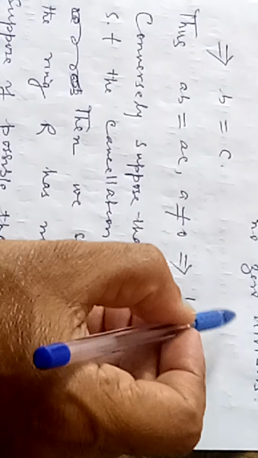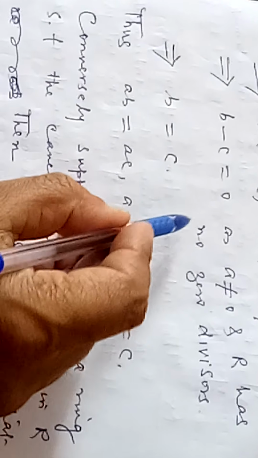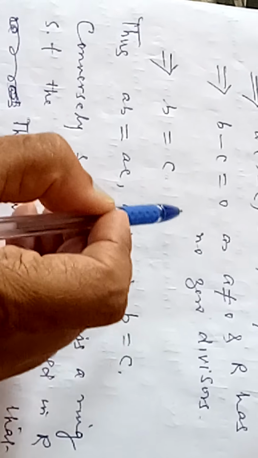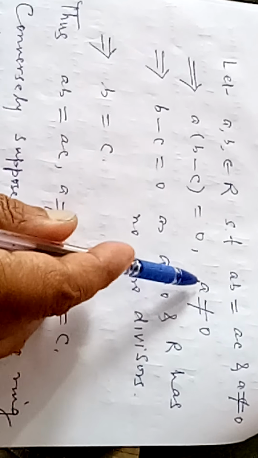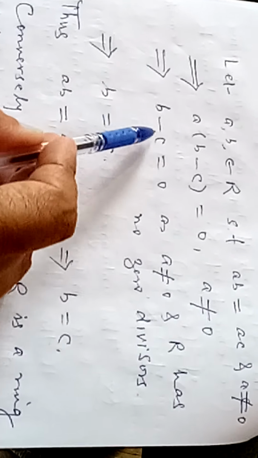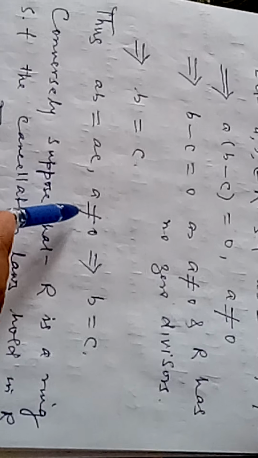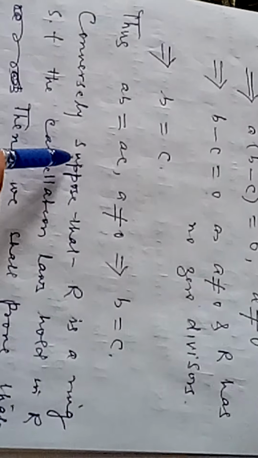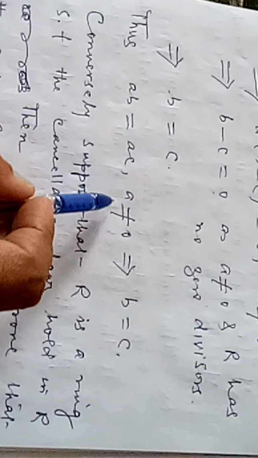You have already seen in the definition of zero divisors that if ab is equal to 0, it means either a is 0 or b is 0 or both are 0. Here a·(b minus c) is equal to 0, but a is not 0, so b minus c is equal to 0. And this implies, thus ab is equal to ac, a is not equal to 0 implies b is equal to c. This shows that the left cancellation law holds in R.